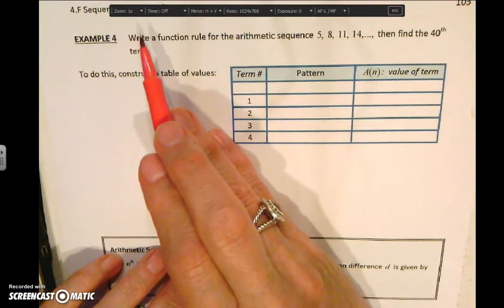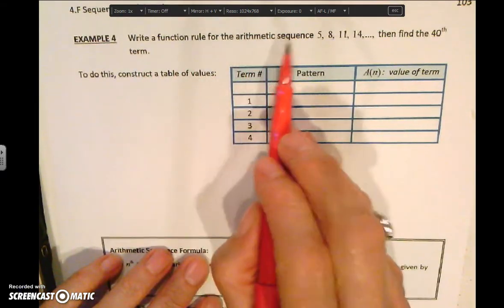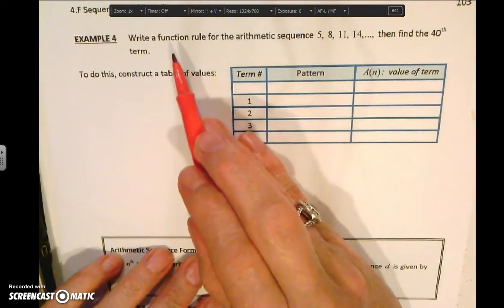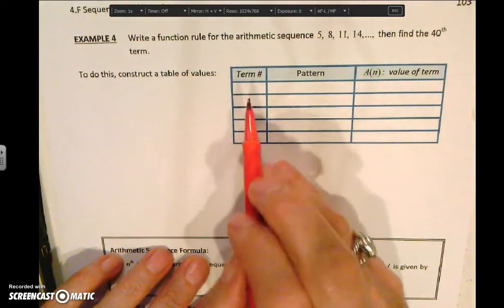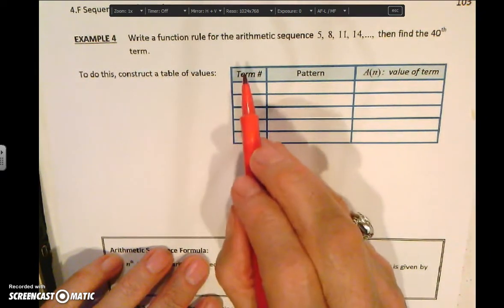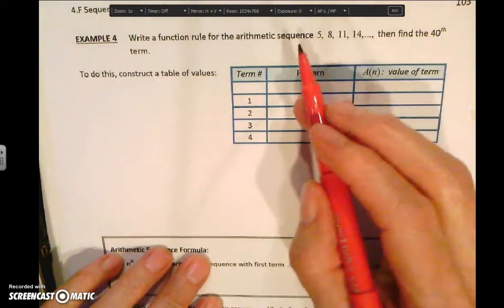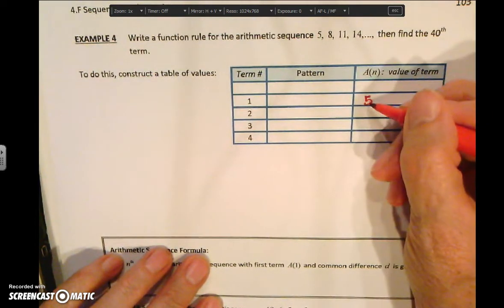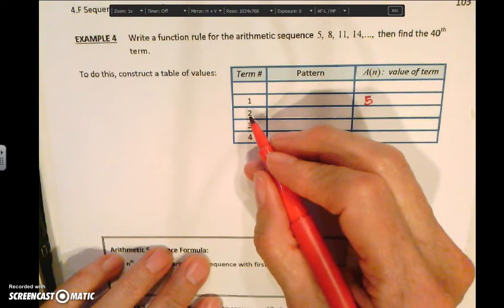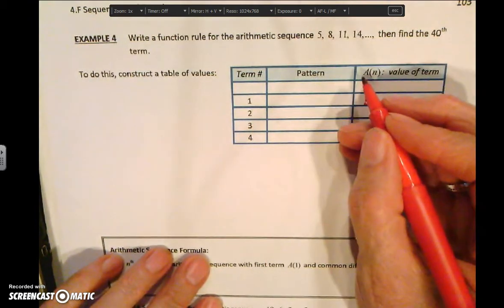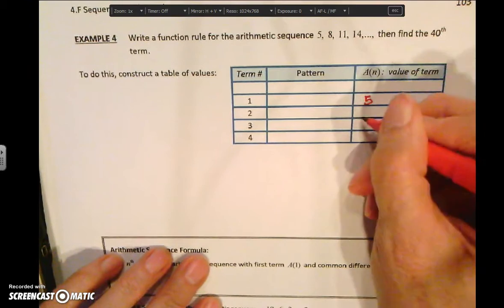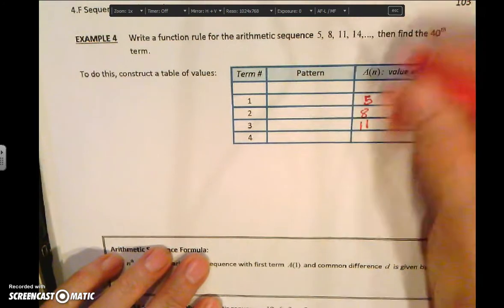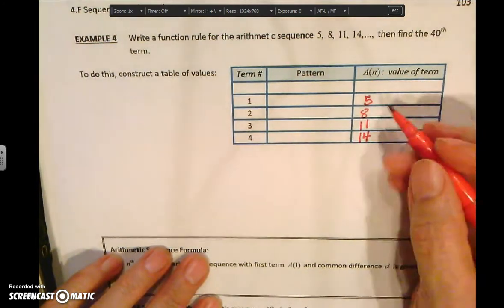In example 4, we want to write a function rule for the arithmetic sequence 5, 8, 11, 14, and then eventually find the 40th term. So to do this, we're going to start off by constructing a table of values. So term numbers. So the first term is 5. So I'm going to put that over here underneath a sub 1. So a sub 1 is 5. The second term is 8. So a sub 2, the second term, is 8. The third term is 11. And the fourth term is 14.